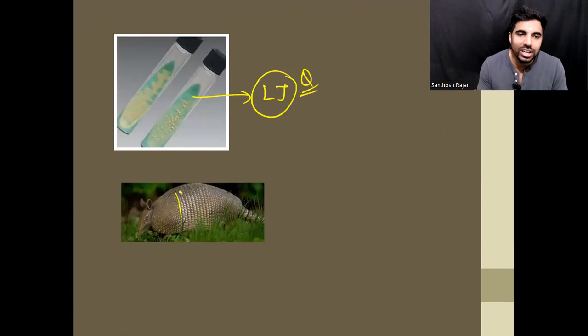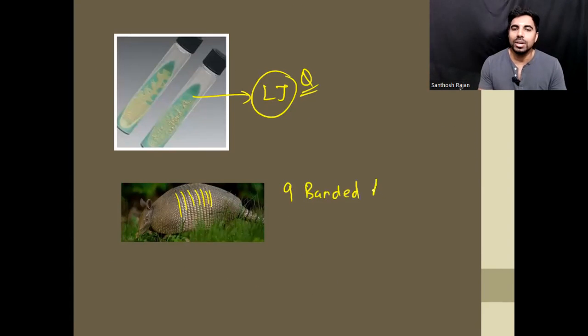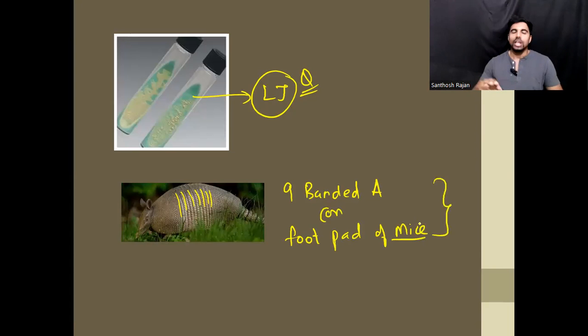If you remember here, you have the nine-banded armadillo. That's what we call it. This question also was asked. Nine-banded armadillo or foot pad of mice. You can grow leprae in the foot pad of mice. I told you to remember two animals, because leprosy patients were usually thrown out of the village. So whenever they stayed outside the village, animals present in the forest, mice, armadillo, whatever, would come to them.